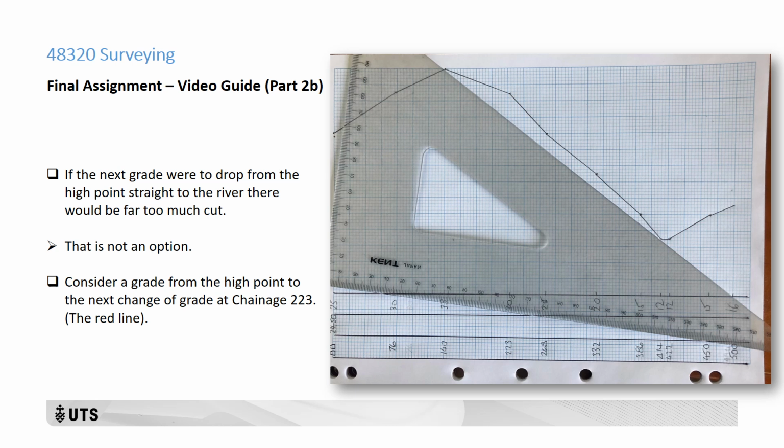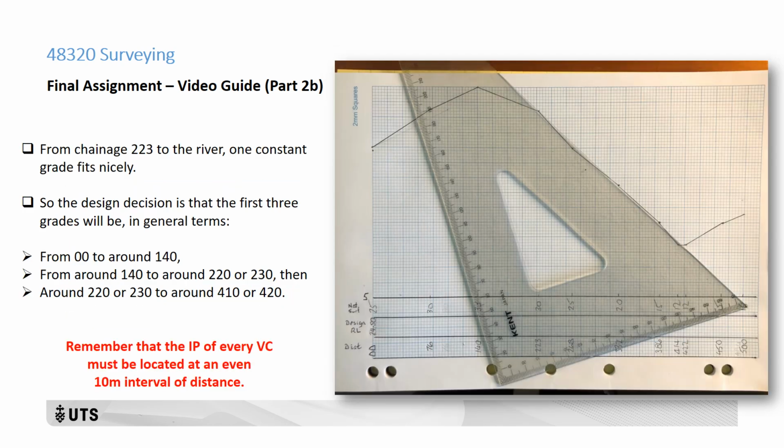If we were to treat that as our first IP, we could try going straight to the river, but that's going to be a lot of cut. That's far too much. That's not going to work. So it looks like from our first trial IP, we'd need to have another grade that follows the natural surface as the red line does through to around about the chainage 223 mark. All right, from chainage 223, we can see from the set square that the ground level slopes pretty uniformly, and we can get one grade through down to the river.